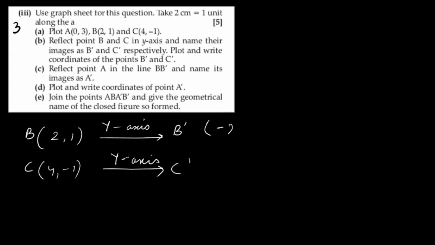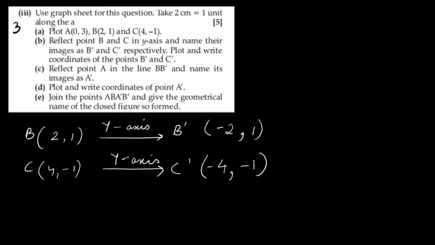In y-axis reflection, y will remain the same, so x will change, positive to negative or negative to positive. So 2, which is positive 2, will change to negative 2, and y will remain the same. And for C also, 4 will change to minus 4 and y will remain the same. Y-axis reflection, y will remain the same. So let's plot these points.